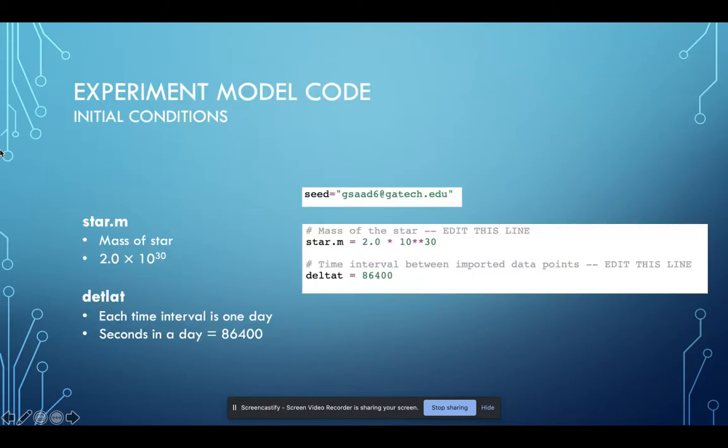So for our experiment model code, I changed two initial conditions. I obviously set the seed to my email, and then I changed the star.m variable, which is the mass of the star. I set that equal to 2 times 10 to the 30th, which is what was given in the problem. And delta t, I set that equal to 86,400 because that is how many seconds are in a day.